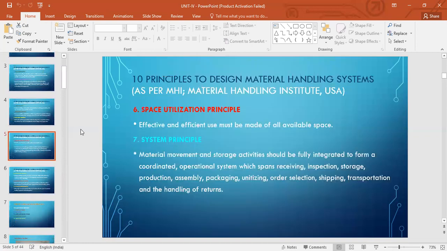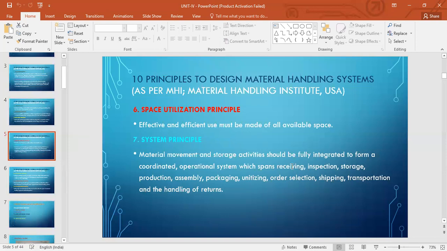Okay. And system principle: material movement and storage activity should be fully integrated to form a coordinated operation system which spans receiving, inspection, storage, production, assembly, packaging, unitizing, order selection, shipping, transportation, and the handling of returns. You see, all these are different departments, right? So it should be integrated, right? There should be coordination between all of this. Only then can you call it completely automated, right?